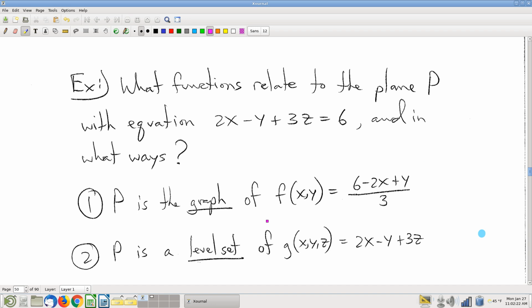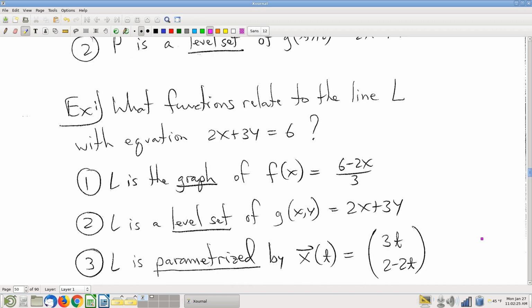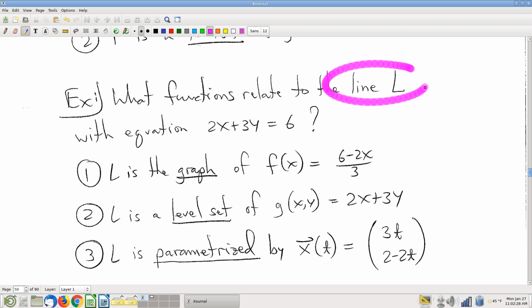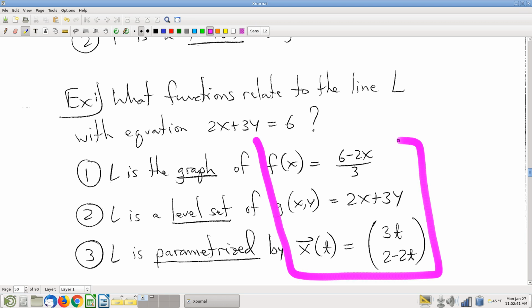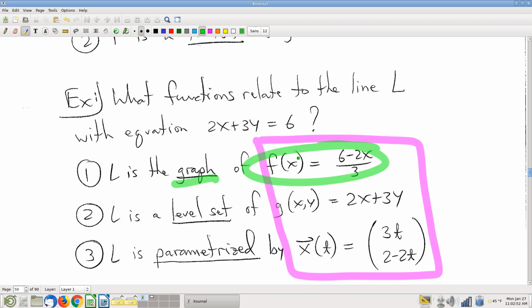Okay, so heads up. Here's another example. Let's look at this line. Here's a trivial line, right? Flashback to Algebra 1. There's the equation of a line, boring, middle school. Okay, but wait a second. Notice this line can be described in different ways by each of these three very different functions. This same line is the graph of that function. It's a level set of that function. And it is parameterized by that function.